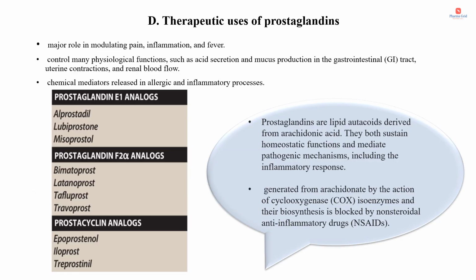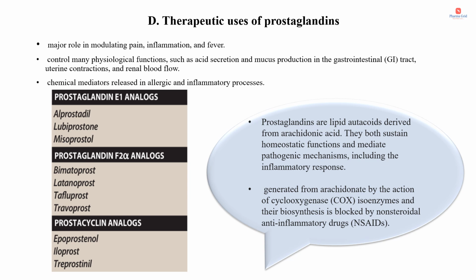Now we will learn about the therapeutic uses of prostaglandins. These prostaglandins play a major role in modulating pain, inflammation and fever, and they control many physiological functions such as acid secretion and mucus production in the gastrointestinal tract, uterine contractions and renal blood flow. And these are the chemical mediators released in allergic and inflammatory processes.